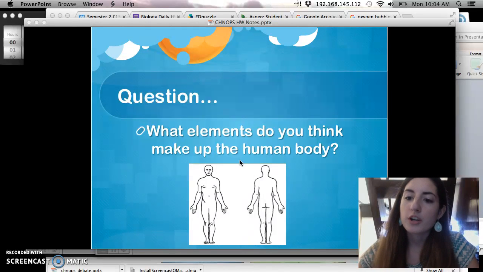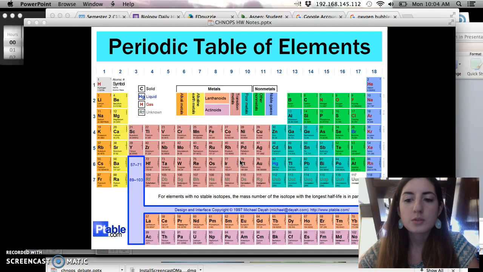You might be wondering, what are elements, right? So think about the periodic table of elements. All of these guys are elements. Which ones do you think make up the human body? For example, Cu is copper. Do you think we have copper in our body? Hopefully you don't, because you would be poisoned. That would be bad.